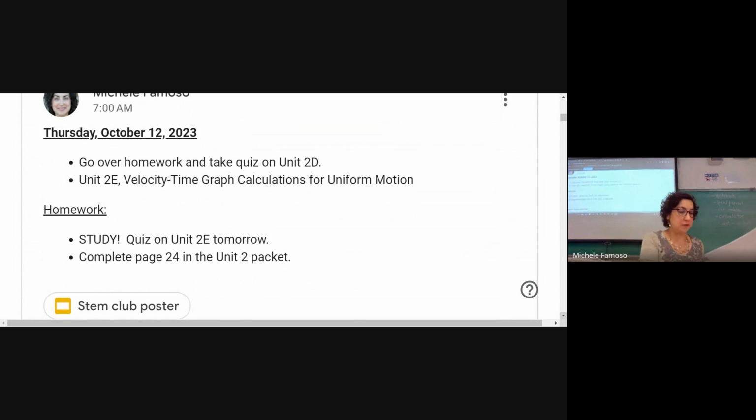While we're waiting for everyone to finish up the quiz, notice that tonight's assignment is 1 page in your packet, page 24. So make a note of that. Tomorrow we'll be taking a quiz on our next section of notes, Unit 2E, based on the homework. You'll be able to use the homework again to help you with that.